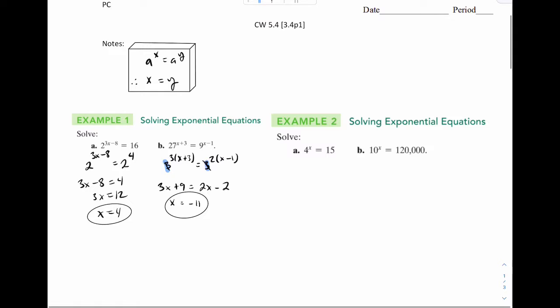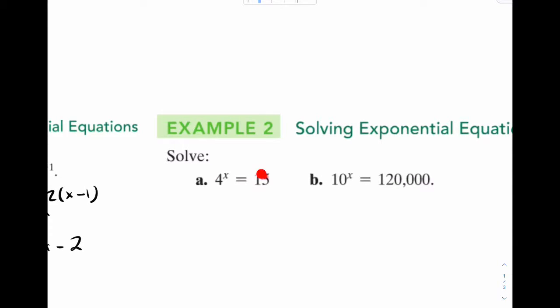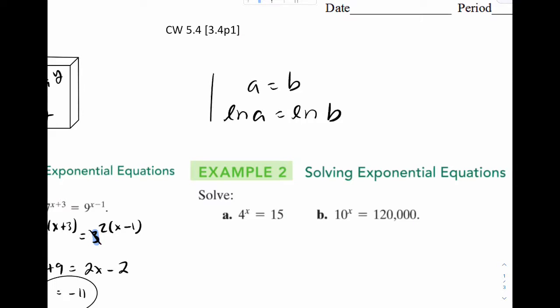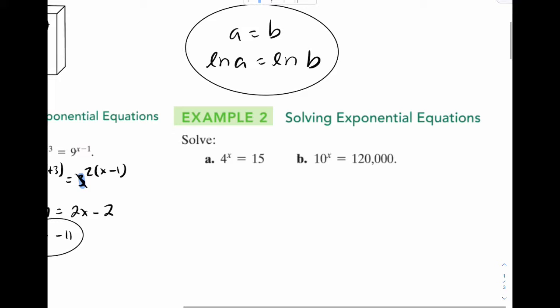Okay, so that's our first example. In our next example, we're going to see that idea doesn't work here, because for 4 and 15, it's not possible for me to combine these in a way or make these the same base, right? Because 4 and 15 don't really share anything. So we're going to use another idea that if a is equal to b, natural log of a must also equal the natural log of b. And this might seem kind of weird. So we're going to see what happens here.